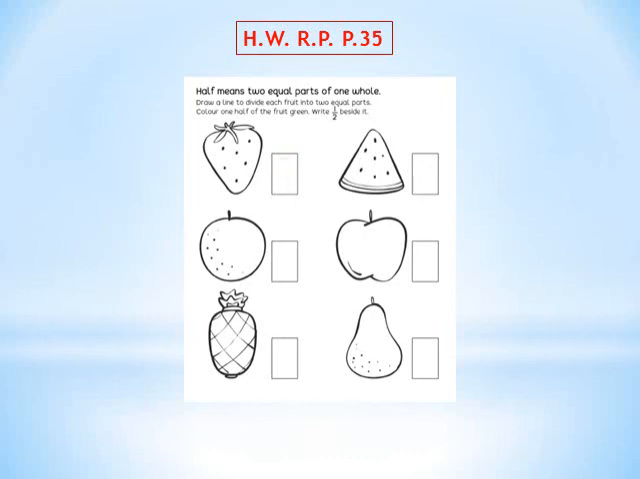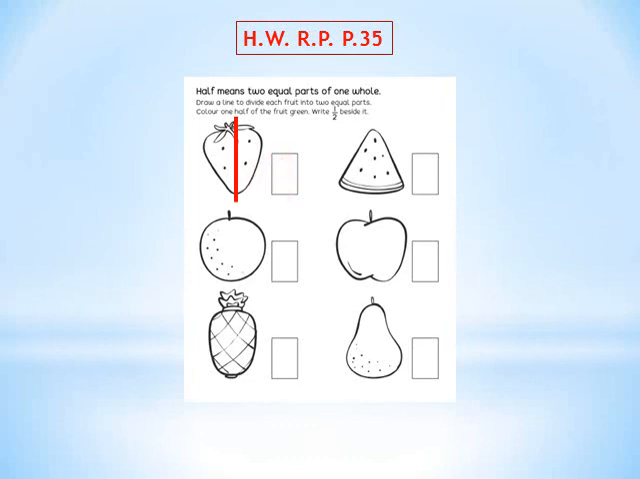So for example, this strawberry, I will make a line to divide it into 2 halves. So I will draw a line like this. And then you color this part, one part of the 2 green. What is this colored part? It is half. It is 1 over 2. So you write it here.